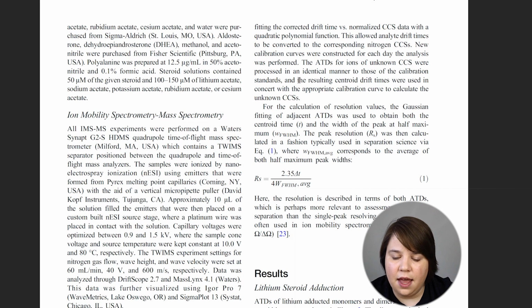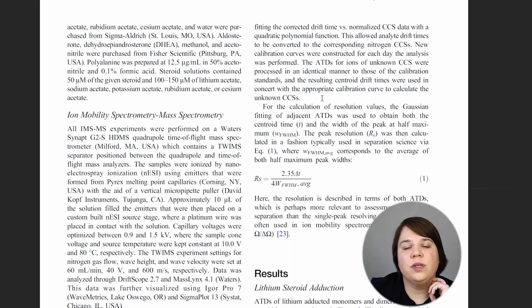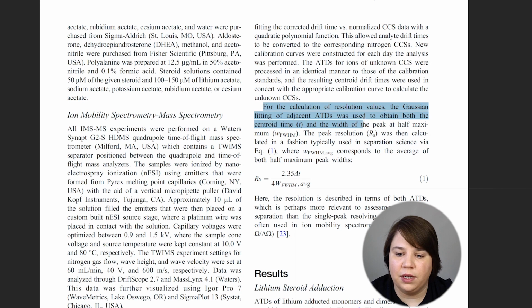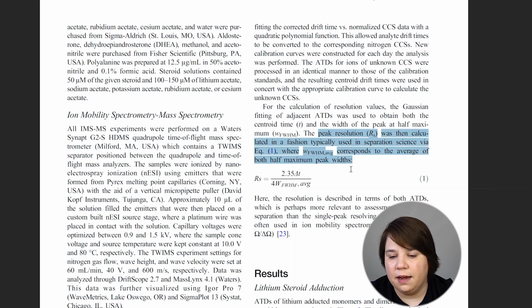And here, the resulting centroid drift times were used with the appropriate calibration to calculate the unknown CCSs. Again, I could have said that this data was then compared to previous literature values to determine the accuracy of the CCSs. That's even a part of the methods that I left out here, but it also tells us why we're using this data. And then I go into the calculation of resolution values. Again, that starts with why we're doing this, but I could probably have gone into a little bit more detail.